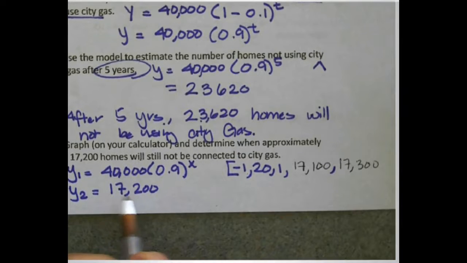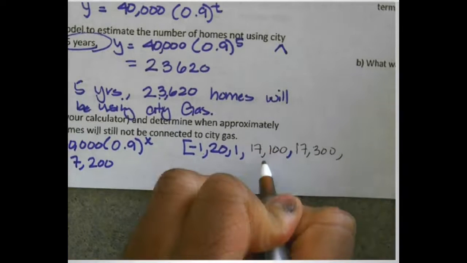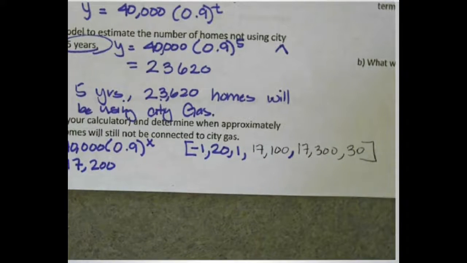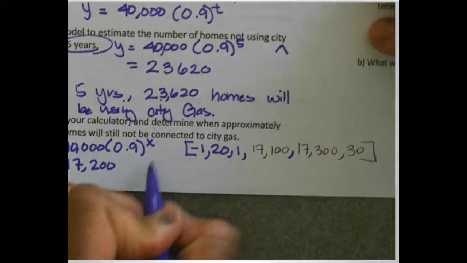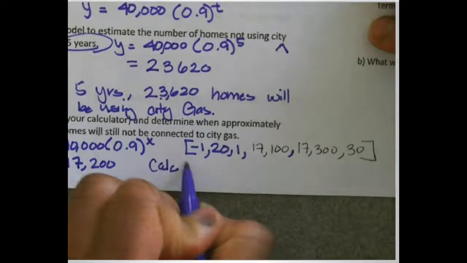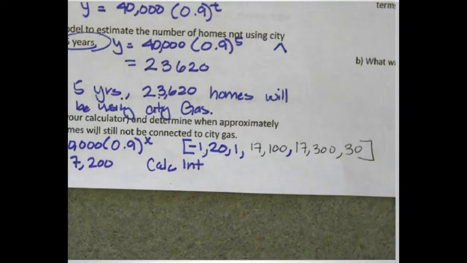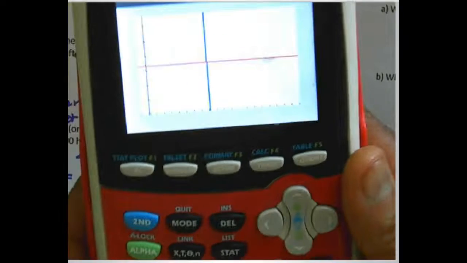If you did 17,150 and 17,250, I'd be fine with that. I'll probably go by 30s for that. And then I want you to graph it, and after you graph it, I would like for you to, as you recall, hit Calc Intersection. Calc Intersection. Okay, so this was my graph.